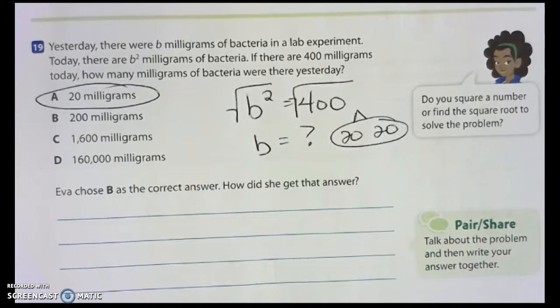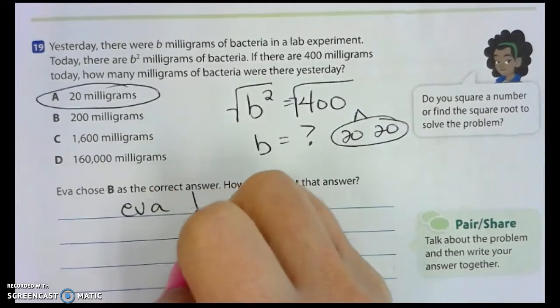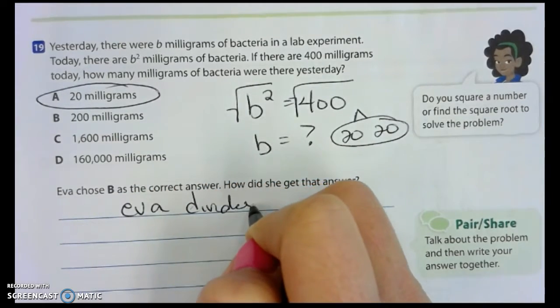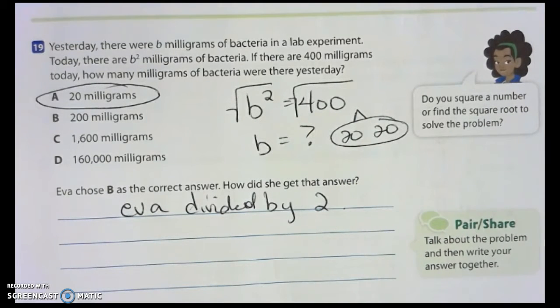Eva chose B as the correct answer. How did she get that answer? Eva did 10 times 200, which is not a square root. She just divided by 2. Don't do that, Eva. Don't divide by 2.